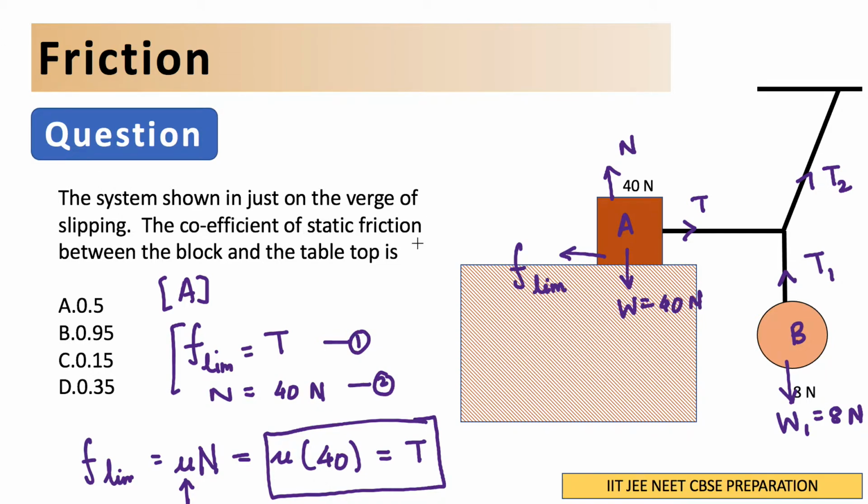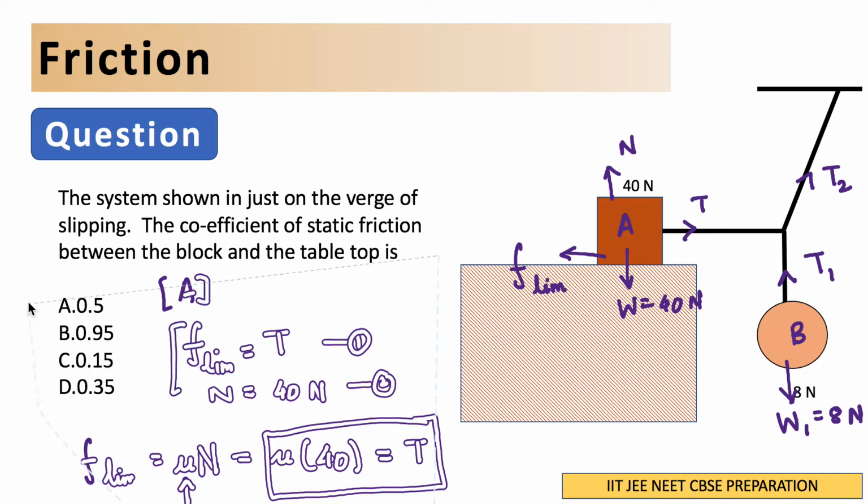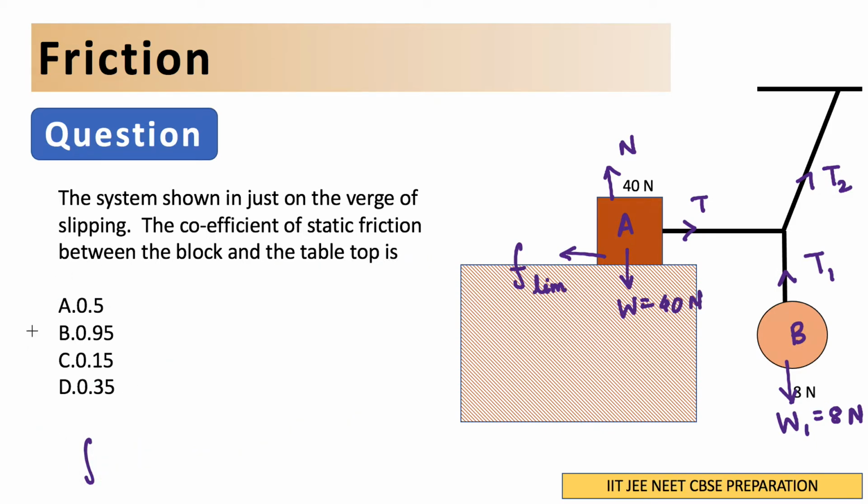let's just clean this part and let's write for block number B. So for block B, in the vertical direction, T1 is acting, T1 is equal to W1, which is equal to 8 newtons. Fine. So this T1 is nothing but 8. So this value we found out.